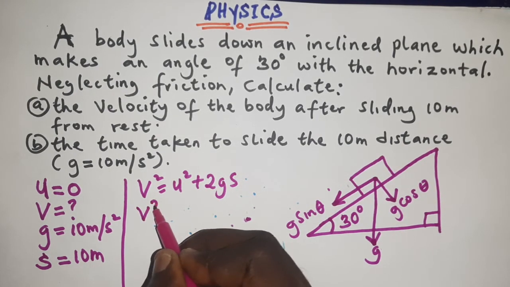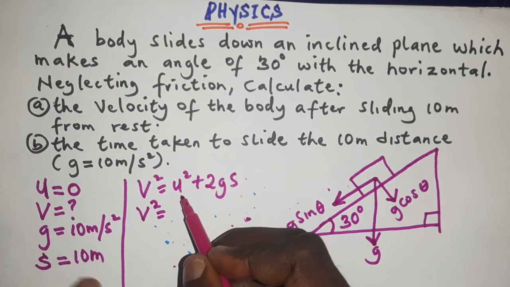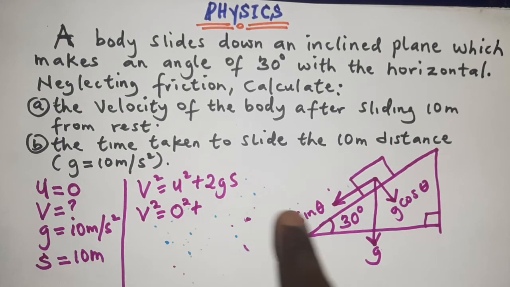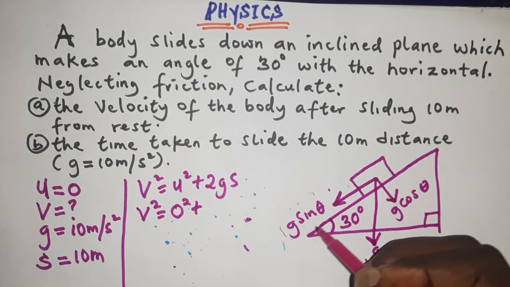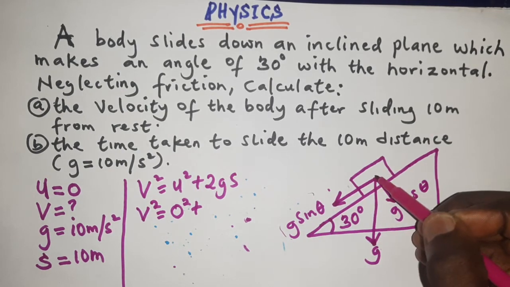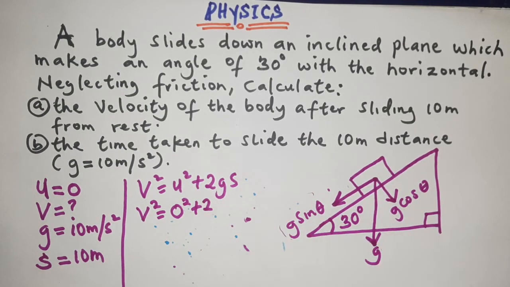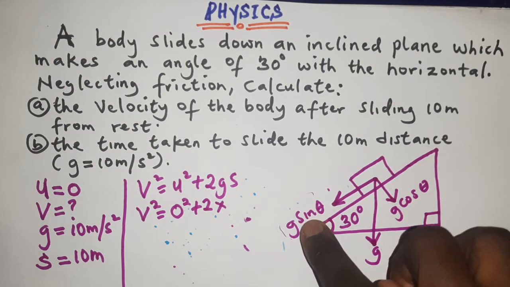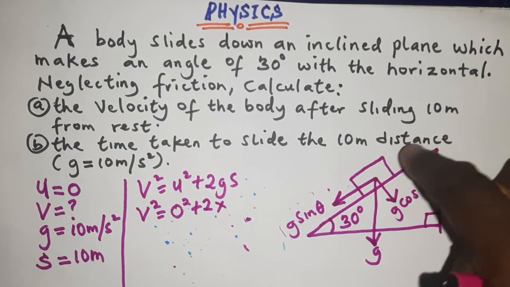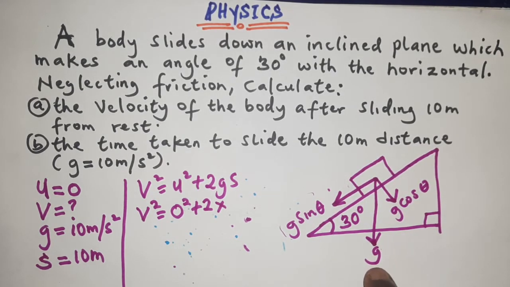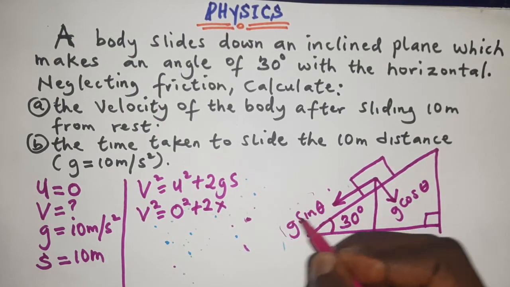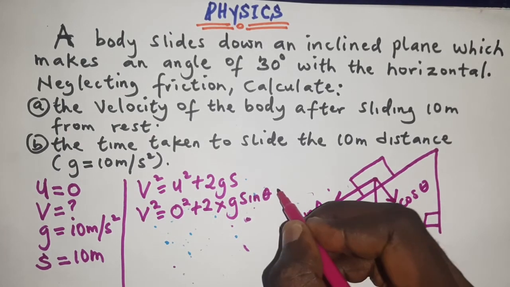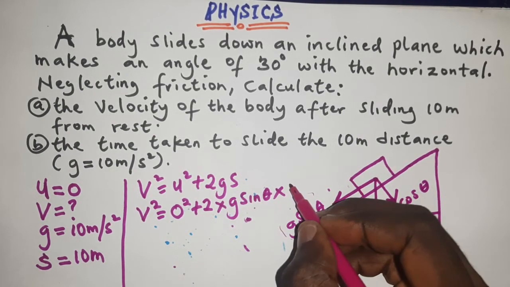So we now have v squared, what we're looking for, equals u squared. Of course, we know our u is 0, so we're putting 0 squared plus 2gs, meaning 2 times g times s. Here our g will have this whole value because this will be the value of the acceleration of this object. I'm writing g sine theta because that's the acceleration of the object since it's going down diagonally. It's a component of g. So 2 times g sine theta, then times the s, which is 10.